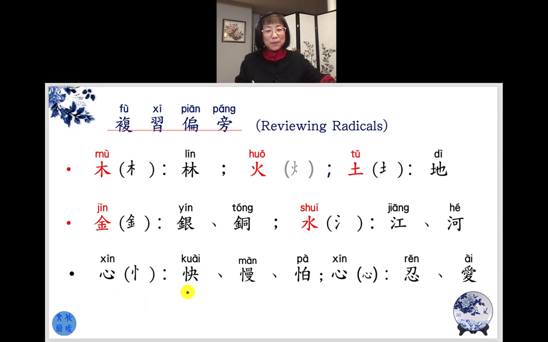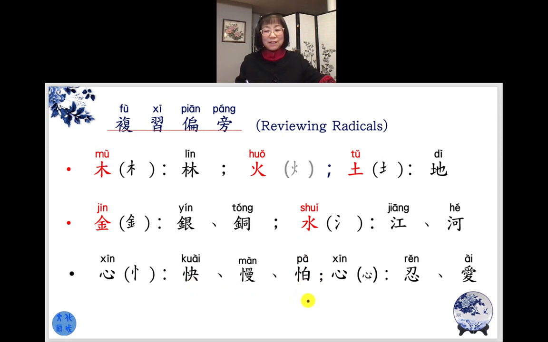For example, you are catching your flight. You're late, and you feel you need to be faster. So you're in a taxi driving to the airport. The taxi driver already drives 80 miles per hour, but you feel it's so slow. You keep on telling him, can you drive faster? So that's why fast or slow, it's up to how your heart feels. That's why they both have heart as the 偏旁.